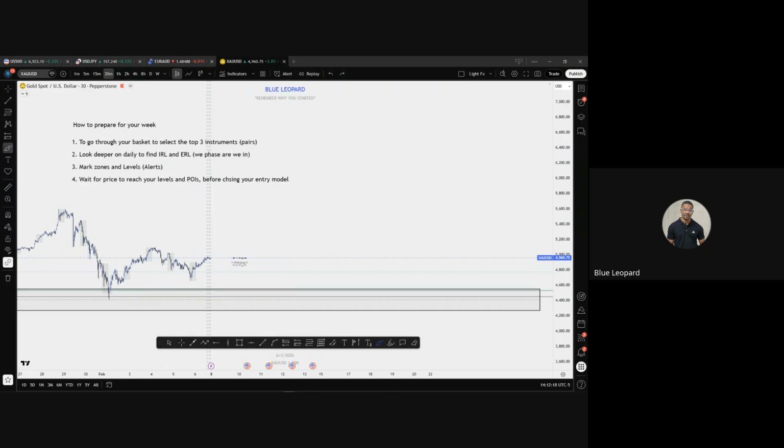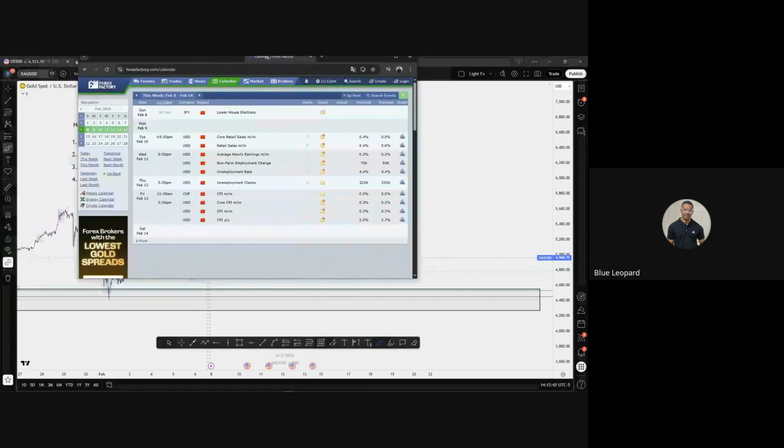Sometimes we know the pairs that are correlated. Sometimes you can choose GBP USD, Euro USD, or if you know that you trade in Asia, maybe you should trade USD JPY or GBP JPY. And the choice of your pair will depend on, first of all, where you are, the time zone. Secondly, the news. So why the news?